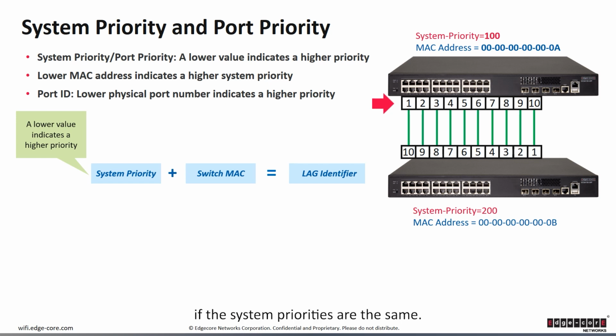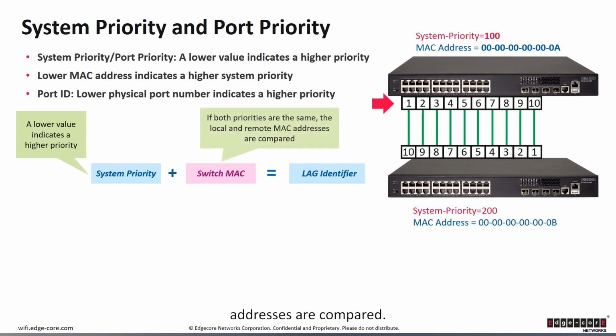If the system priorities are the same, the local and remote MAC addresses are compared. The port selection for the port channel is determined by the device with the lower MAC address, which has a higher priority. Based on the LACP port priority values, the switch selects 8 ports with the lowest values as the active ports.